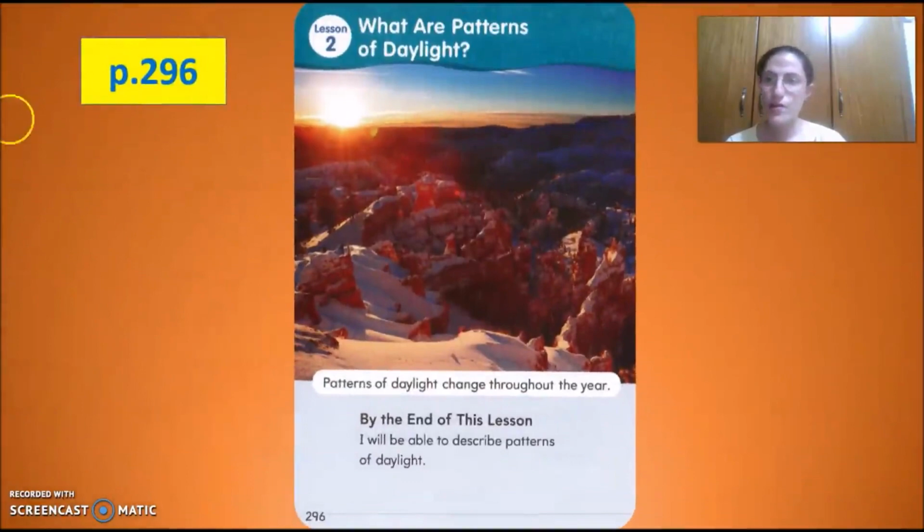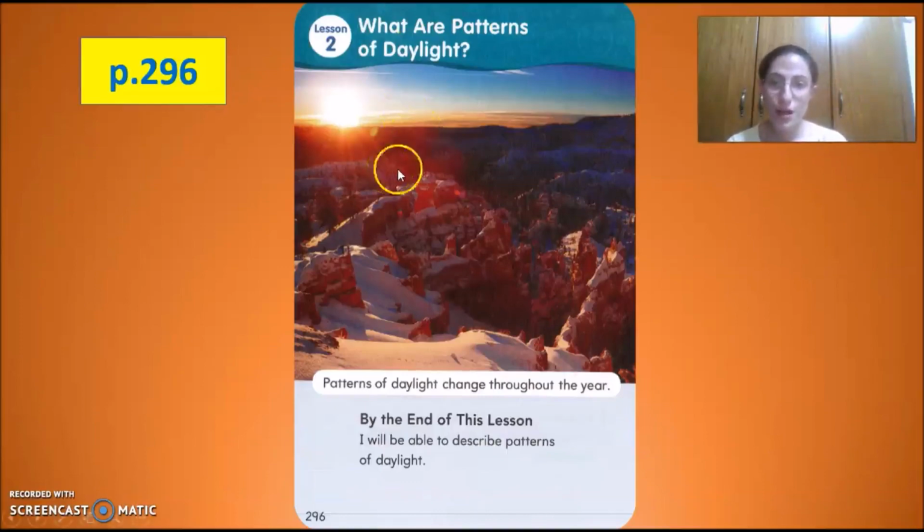We open our books to page 296. Lesson 2, What are patterns of daylight? We keep in mind that whenever we hear the word patterns, what should come into our mind is that these are things that get repeated, such as day, night, day, night, such as boy, girl, boy, girl. So in this lesson, we're going to study the patterns of daylight.